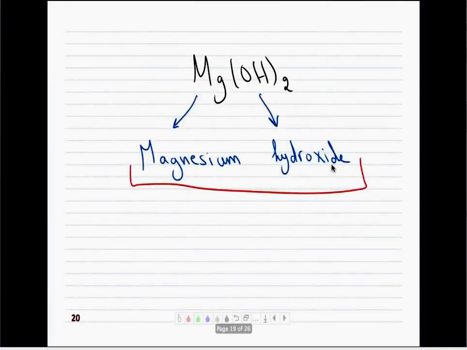For example, Mg(OH)2. First of all, you know that this is magnesium. And you go back to the table or to the slides where I gave you the OH, it's hydroxide, so it's magnesium hydroxide. Okay? This is how we name that.